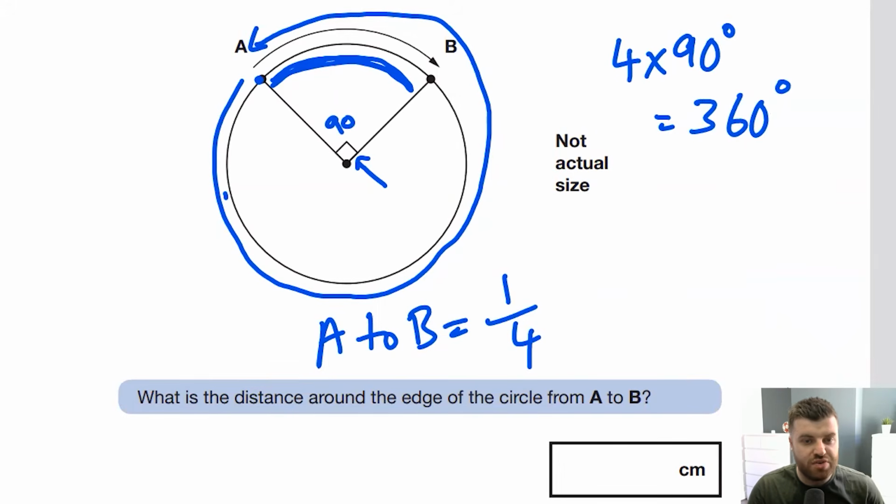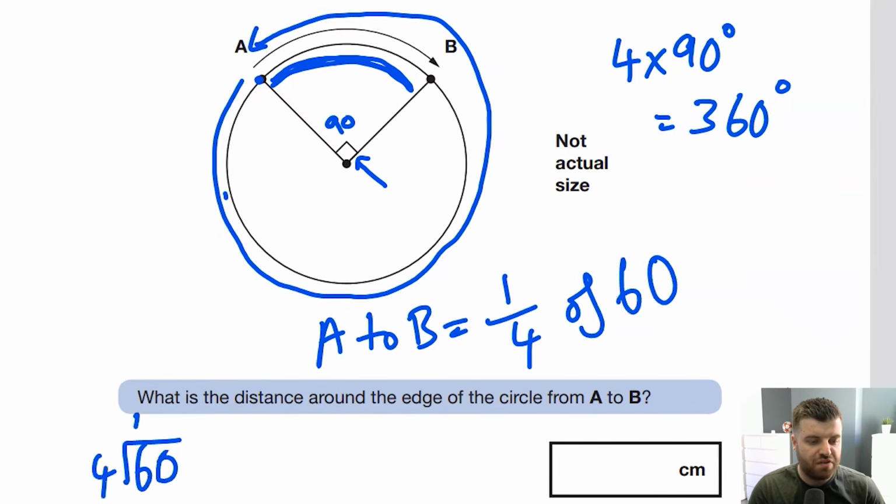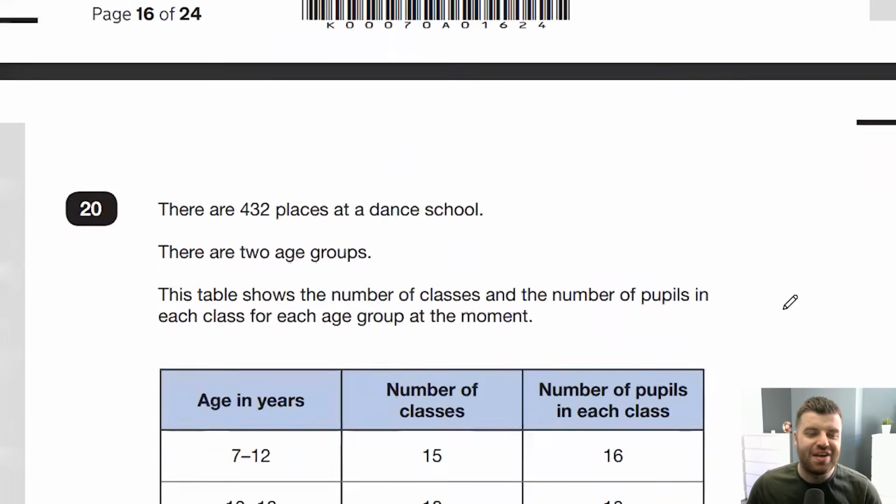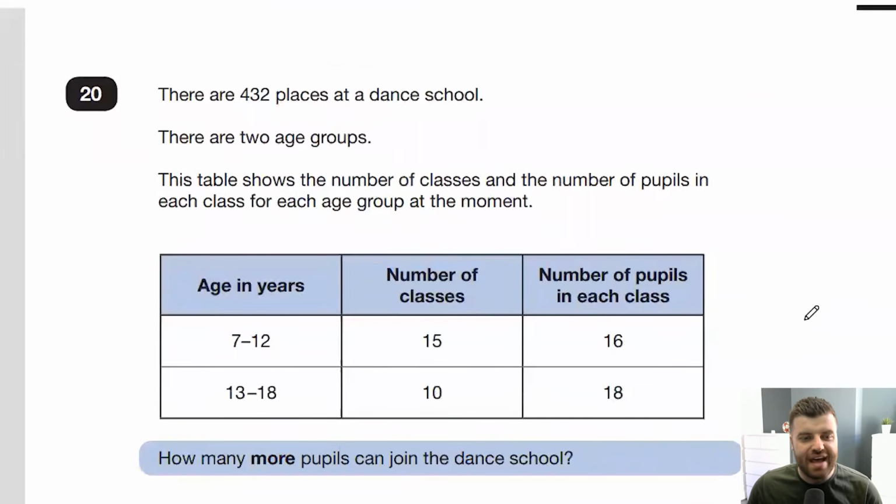So if the total circumference was 60, we need 1/4 of 60. We're going to do 60 divided by 4. That's 1 lot of 4 with 2 remaining. 5 4s in 20. The distance from A to B is 15 centimeters because it is 1/4 of 60, the total circumference. Question 20. There are 432 places at the dance school.